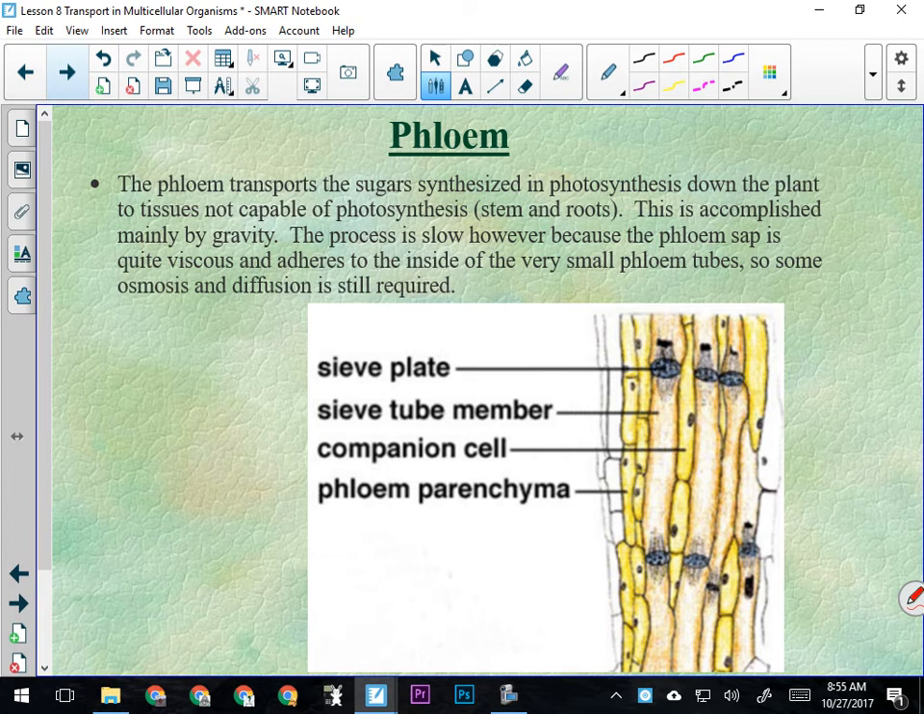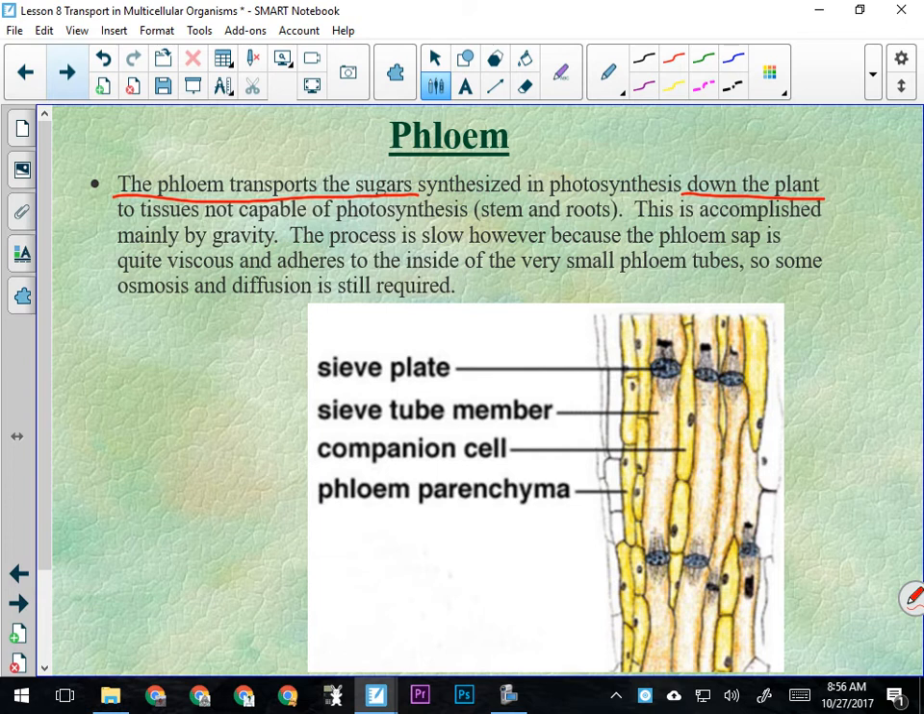The phloem transports sugars. It does that down the plant to tissues that are not capable of producing it for themselves, mostly the roots, but sometimes the stem as well, especially if it's the trunk of a tree, because the trunk of the tree isn't very green. If it's a woody plant, the cells in the trunk also need to be supplied with sugar because they're not carrying out photosynthesis.